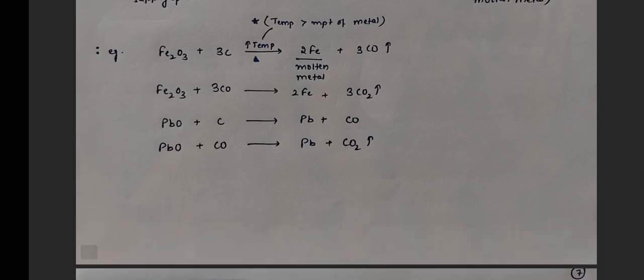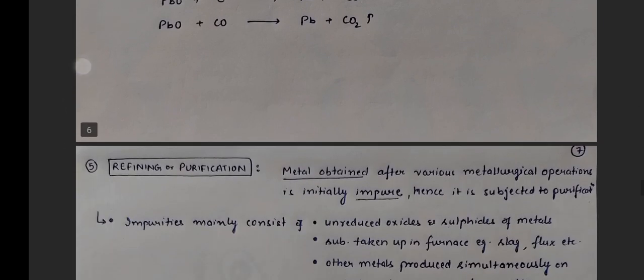For example, iron trioxide plus carbon at high temperature, meaning temperature greater than the melting point of the metal, we get molten metal, that is Fe plus carbon monoxide, and Fe2O3 plus 3 moles of carbon monoxide gives metal plus carbon dioxide. Next is PbO plus carbon gives Pb plus CO. Next is PbO plus CO gives Pb plus CO2.